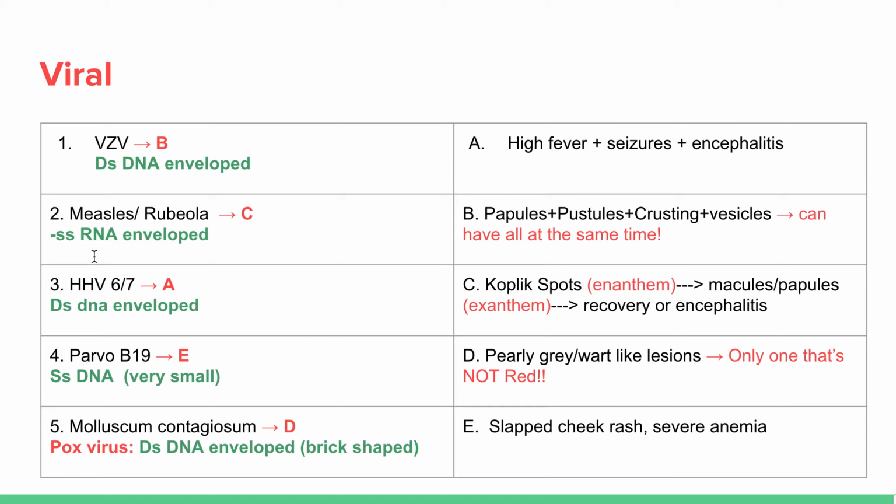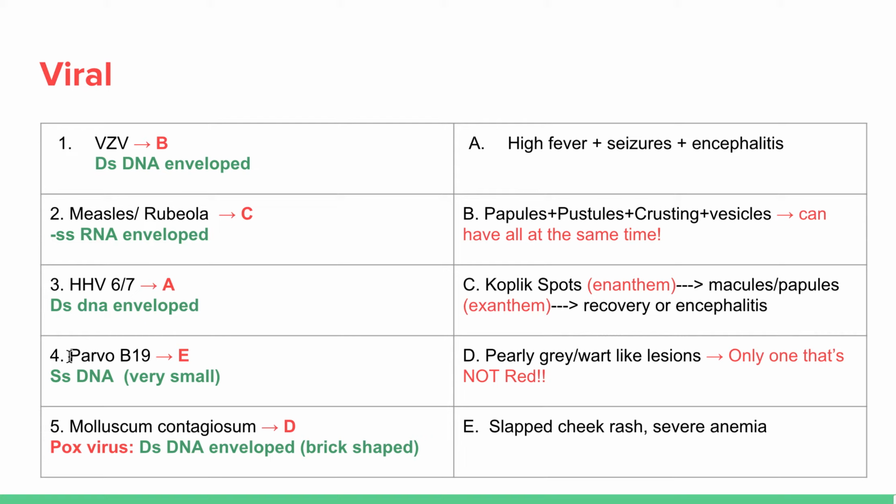Okay, number 3 is HHV6 or 7. This is your double-stranded DNA enveloped virus. And what you see with HHV6 and 7 is high fever. Seizures is really big with this one. So you're going to see seizures and encephalitis. And since it's part of the herpes family, this is also going to be your double-stranded DNA enveloped.